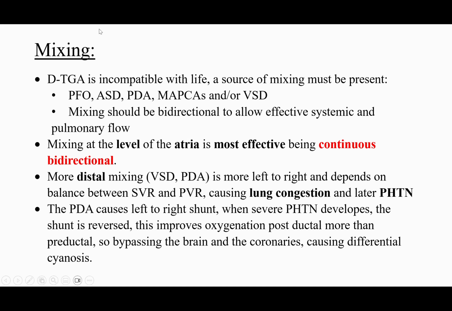Mixing is essential for life for DTGA patients. DTGA is incompatible with life. The source of mixing must be present, either a PFO, an ASD, a PDA, MAPCAs, major aortopulmonary collateral arteries between the aorta and the lungs, and or a VSD. Mixing should be bidirectional to allow effective systemic and pulmonary flows.